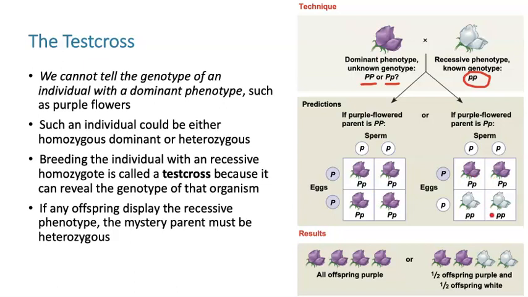So immediately, right away, you can say, they were all purple, my plant must have been homozygous. Or if they're about half and half, you can say, well, my plant must have been heterozygous. Now, we use this technique a lot when we're breeding dogs or cows or horses, things along those lines. This is a technique that farming uses a lot.